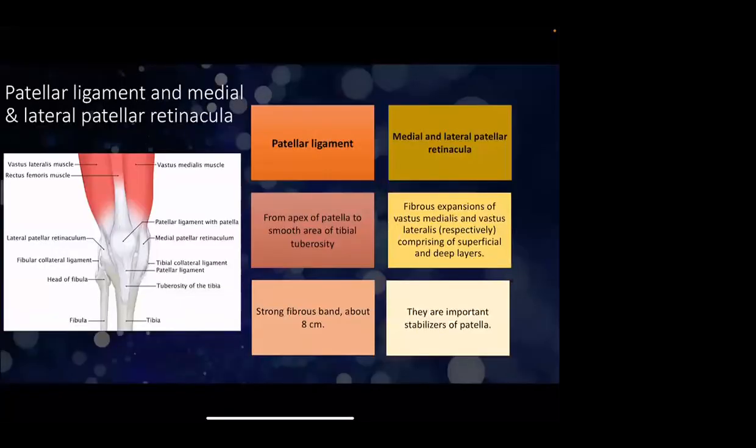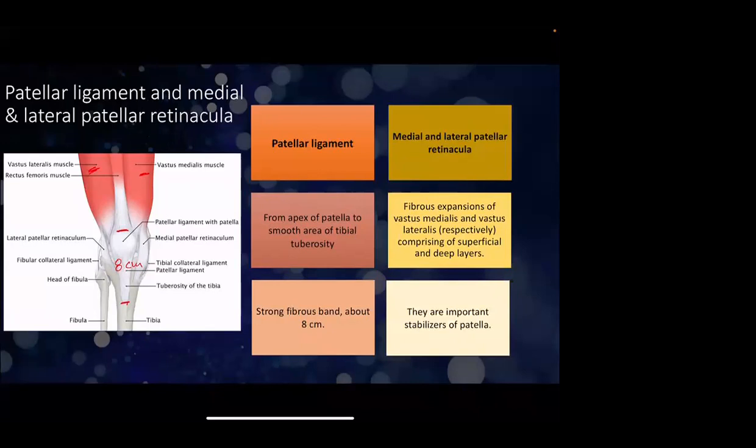Regarding the patellar ligament and the medial and lateral patellar retinacula, the patellar ligament starts from the apex of the patella to the smooth area of the tibial tuberosity. It is a strong fibrous band about 8 cm in length. The medial and lateral patellar retinacula are fibrous expansions of the vastus medialis and the vastus lateralis, respectively, comprising superficial and deep layers. They are important stabilizers of the patella.